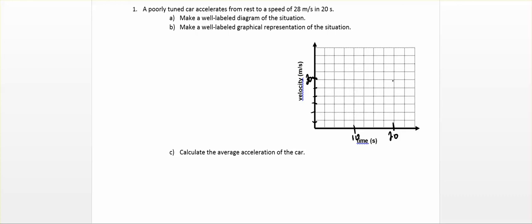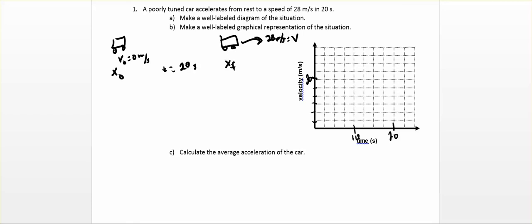Part A asks for a well-labeled diagram of the situation, so that would essentially look like a very poorly drawn car, which starts out at rest and ends after moving to the right. It ends going 28 meters per second, and that's its final velocity. The time involved is 20 seconds. Okay. We also have an initial position, and we have a final position. We don't know anything about them so far.